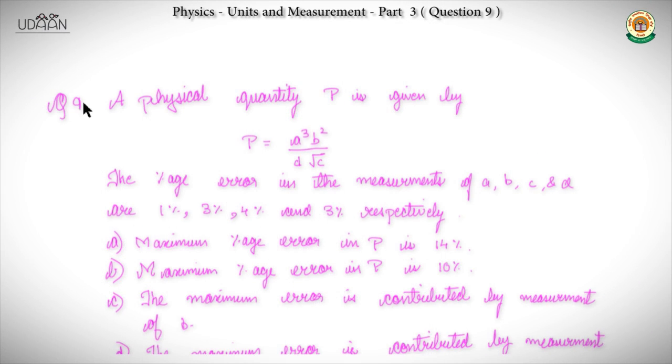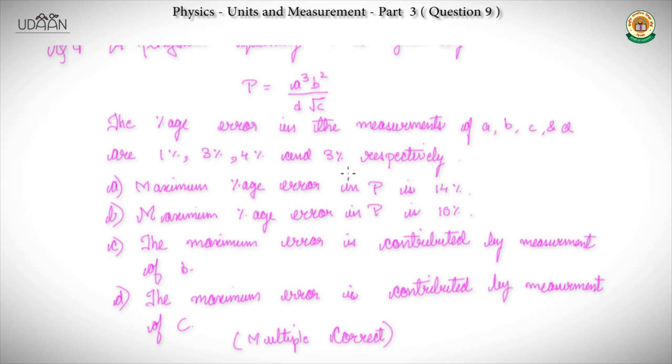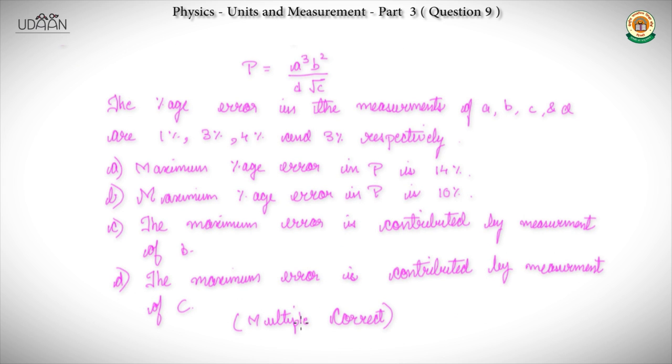So we have question number 9, which says a physical quantity P is given by the formula P equals A cube B square by D root C. The percentage errors in the measurement of A, B, C and D are given to be 1%, 3%, 4% and 3% respectively. Now let's have a look at the options, and keep in mind that the question is a multiple correct option answer.